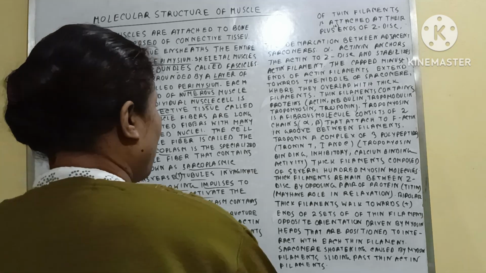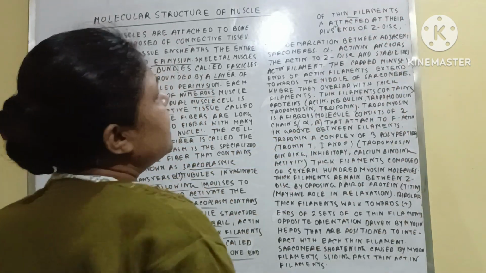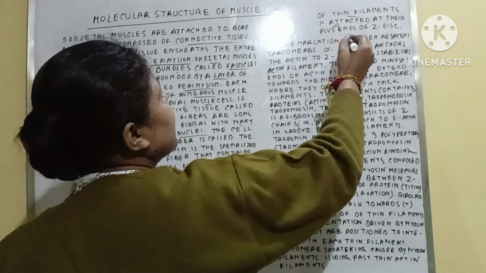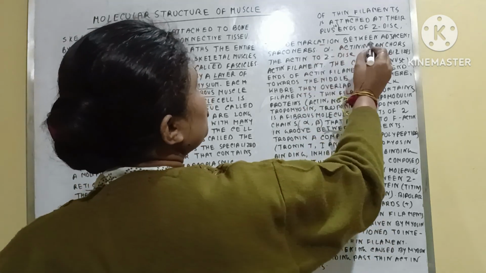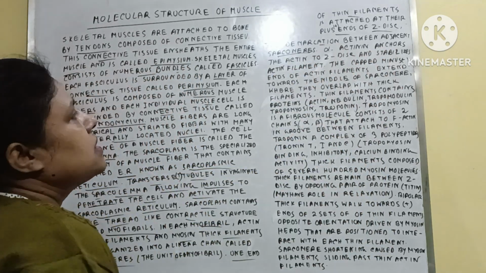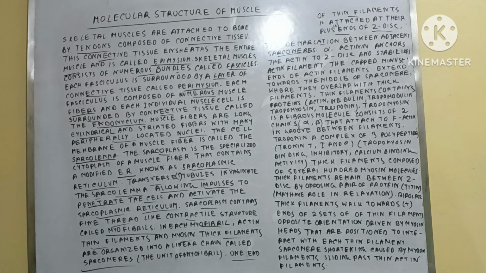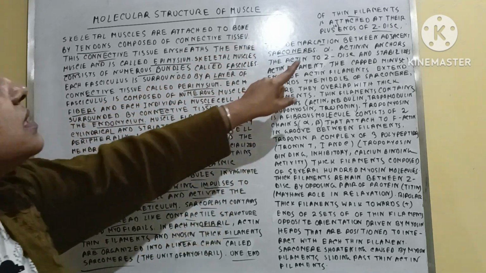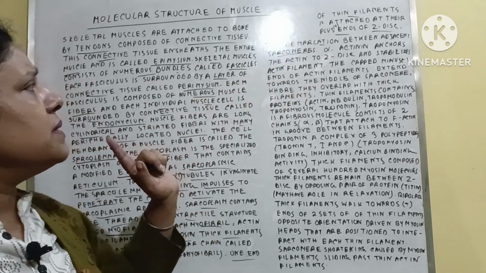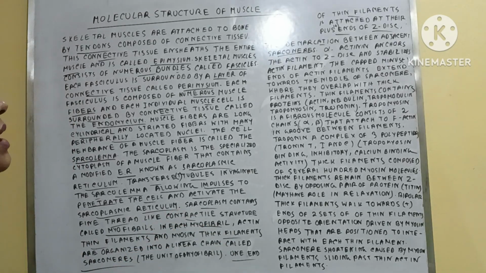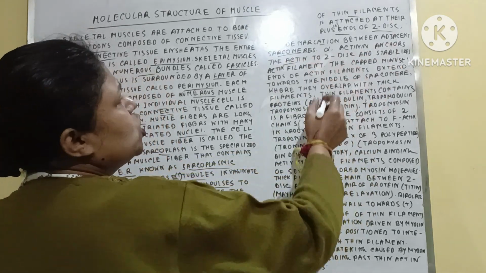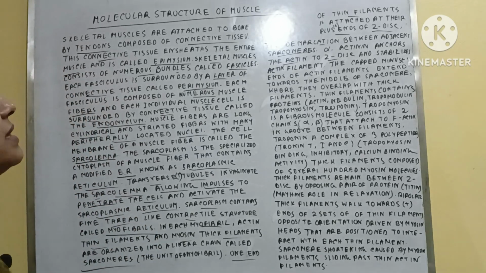Next, one end of the thin filament is attached at its plus end to the Z disc, which is the demarcation between adjacent sarcomeres. So there are thin and thick filaments present in the sarcomere. The thin filament is attached to the Z disc at the plus end, and there alpha-actinin, one kind of protein, anchors the actin to the Z disc and stabilizes the actin filament.